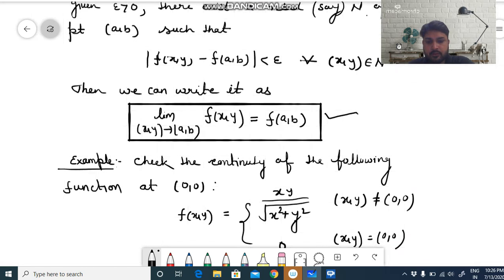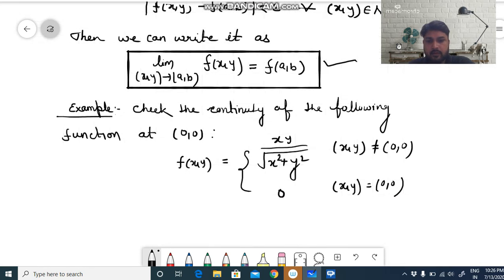So here we have to check the continuity of the following function at point (0,0), and the function is defined as f(x,y) is equal to xy upon square root of x square plus y square when (x,y) is not equal to (0,0), and when x, y both are equal to 0, in that case only its value is equal to 0. So this is a well defined function.